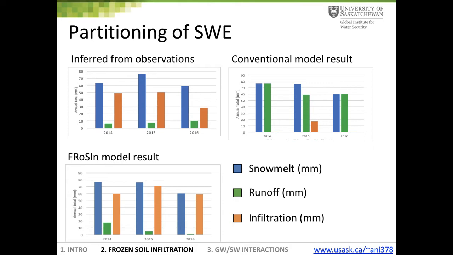Now, when you run a conventional physically based coupled flow and heat transport model, you see a lot of runoff. In fact, almost all of the snowmelt is generating runoff, and that's because there's no representation of the macropores. If we look at my simulation with the FroSyn model, we get much better results. Although they're not perfect, they're moving us in the right direction.